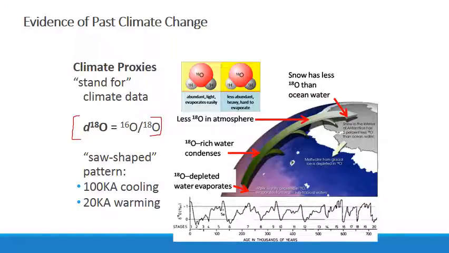Looking at the record, both in marine sediments and ice cores, it takes about 100 to 125,000 years to reach the full extent of an ice age. So here is a high stand in sea level, here is a very low stand in sea level. So this is an ice age. This is the most recent one, which carved most of the topography that we see around the Puget Sound area.